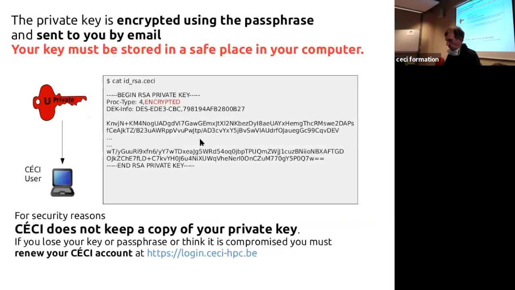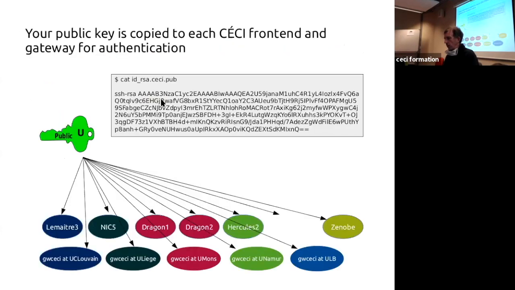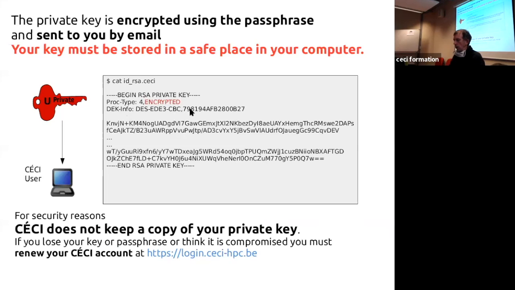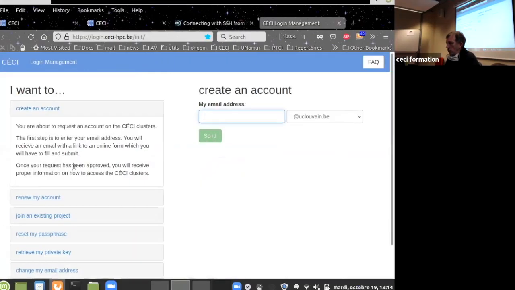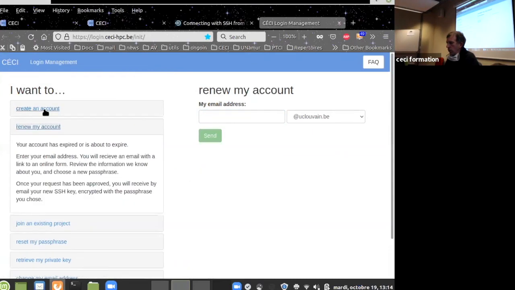id.rsa.cc.pub. This private key, you have to save it in a secure place, and you will see that it's encrypted with the passphrase that you put when you fill the form during the registration. Here, you must know that CC does not keep a copy of your private key for security reasons. So if you lose the key or the passphrase, or you think that somebody stole your key, you have to renew your account at the same link as before. But this time you choose renew my account instead of create account.